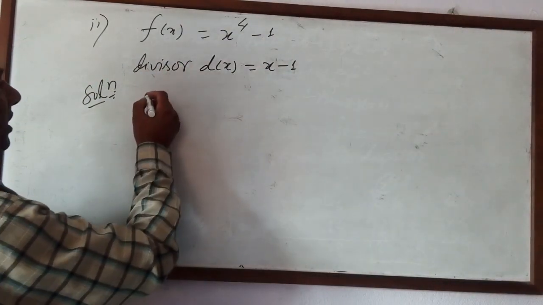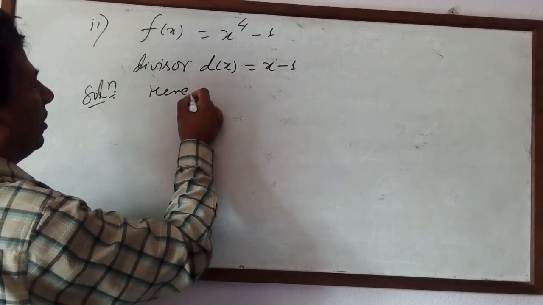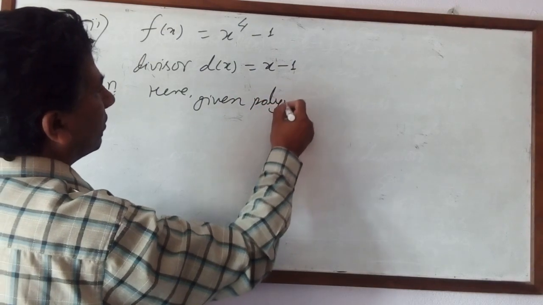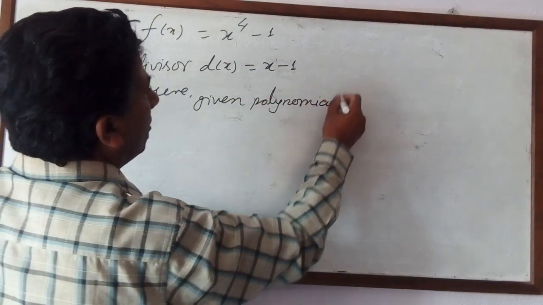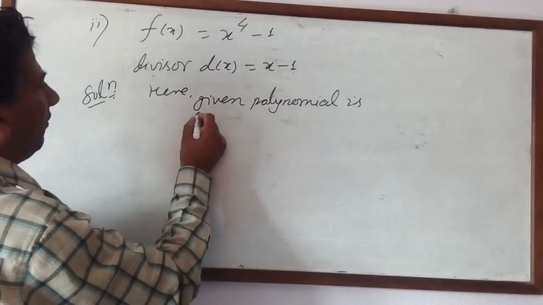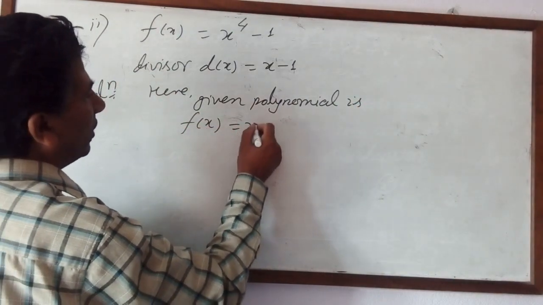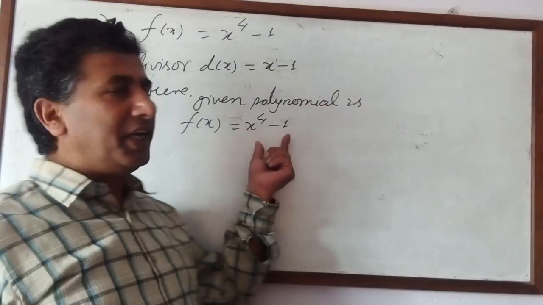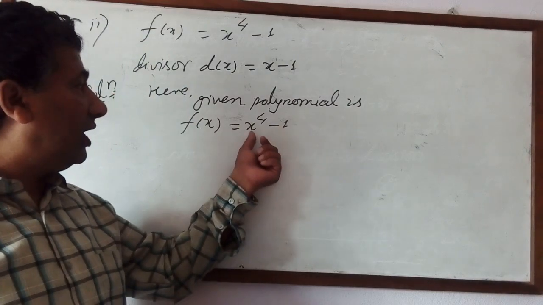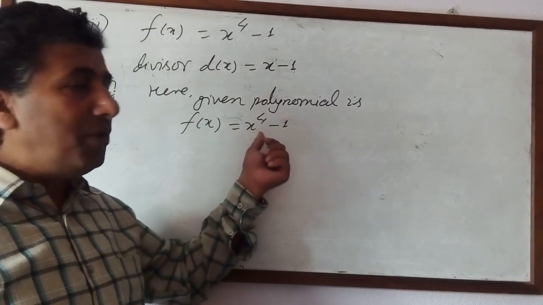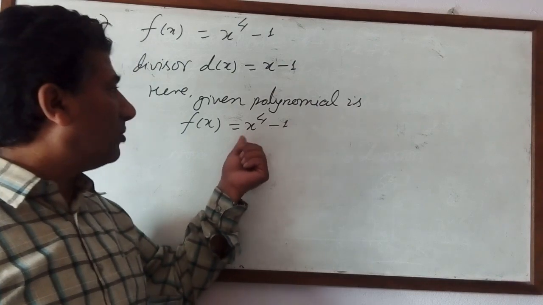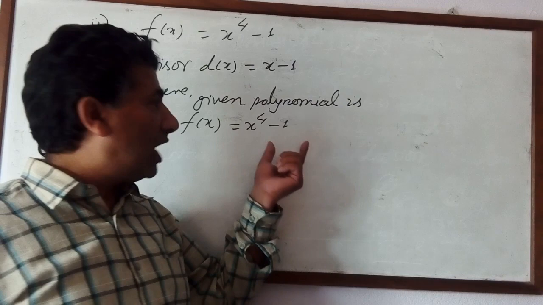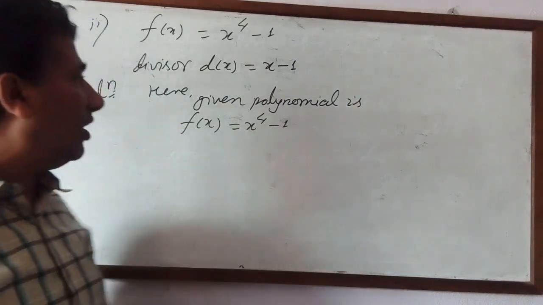Now synthetic division. Here the given polynomial is f(x), f(x) equals x power 4 minus 1. Now here is x power 4, its degree is 4. It is a 4 degree polynomial. Now how many terms are missing here? Here are only 2 terms, x power 4 and minus 1. This is why I took this example.